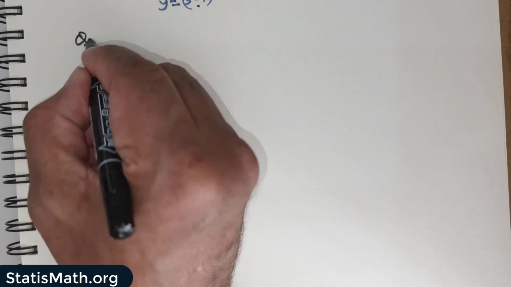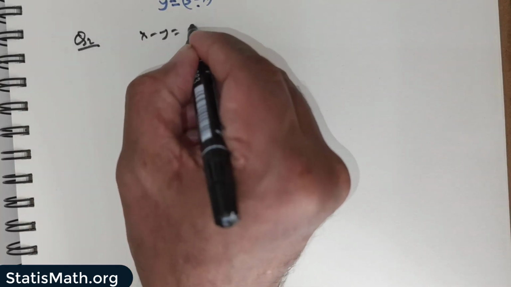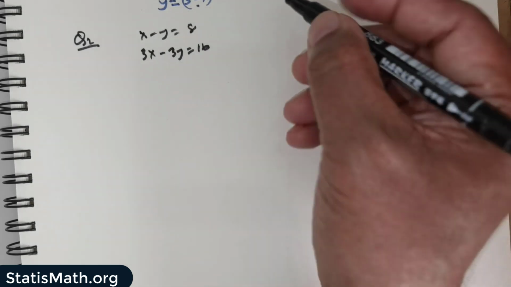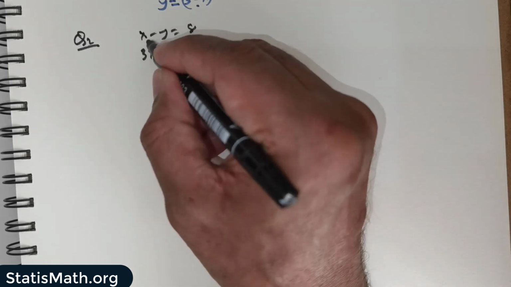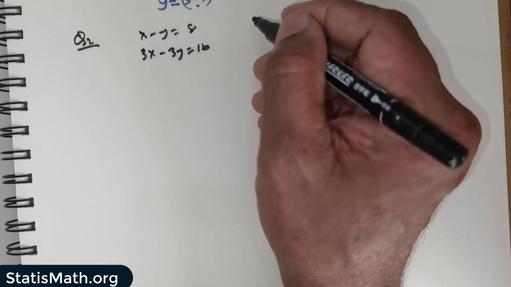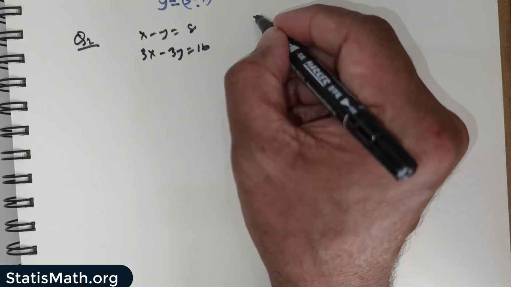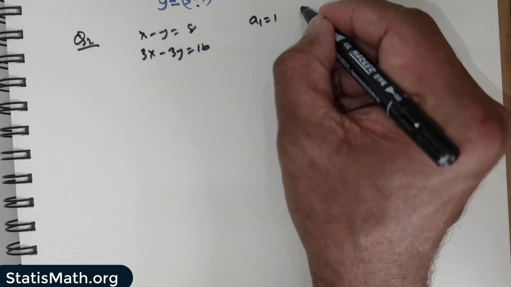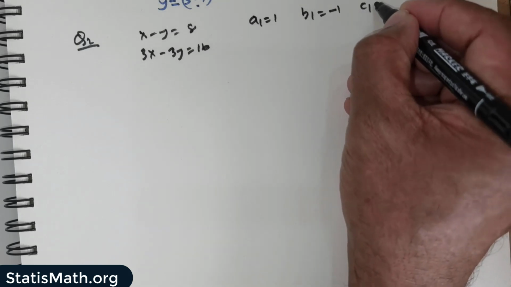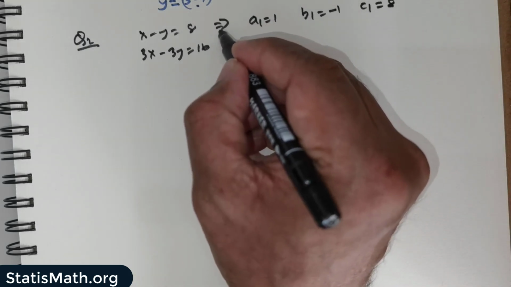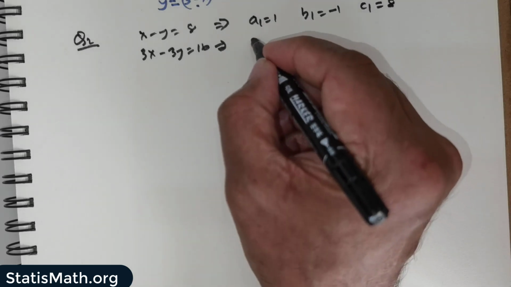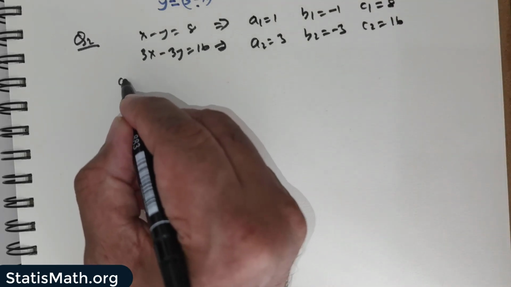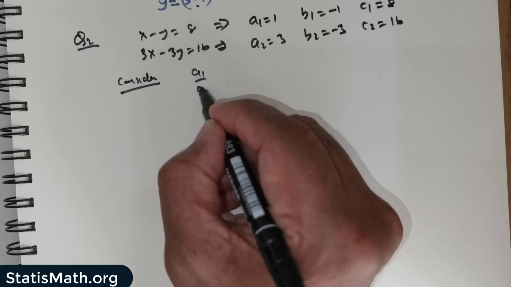Okay, let's do question number 2. We're given x - y = 8 and 3x - 3y = 16. First, write down the values of a, b, c. Let us take the values as a1, a2, b1, b2 and c1, c2. So over here a1 = 1, b1 = -1 and c1 = 8. You can use this sign, which means implies. So this implies a2 = 3, b2 = -3, c2 = 16.